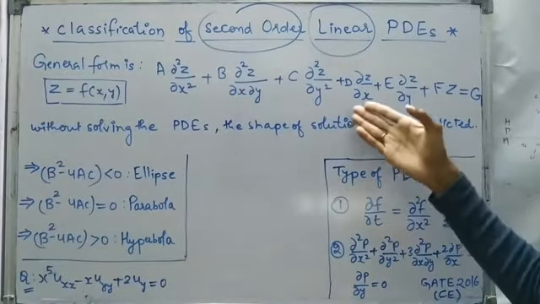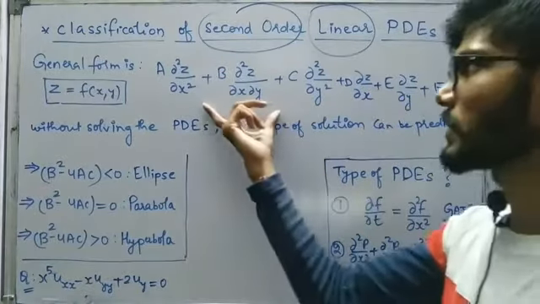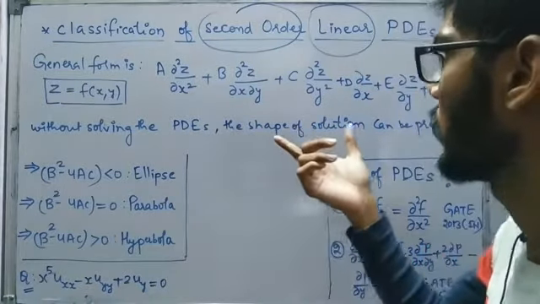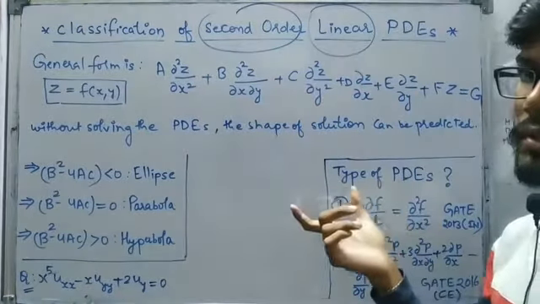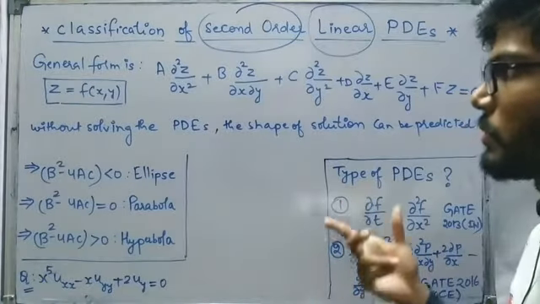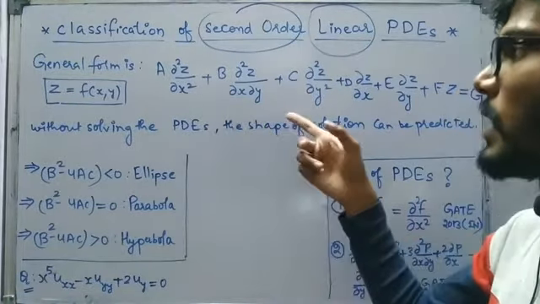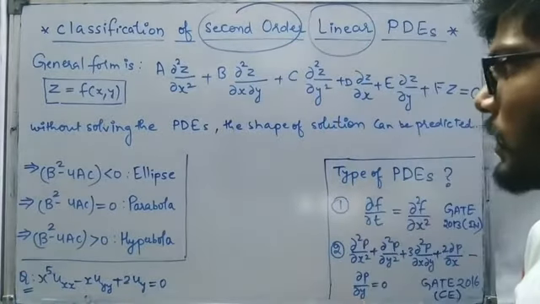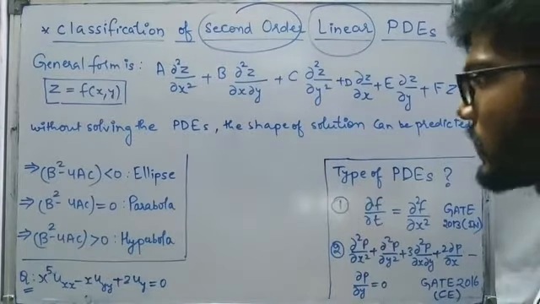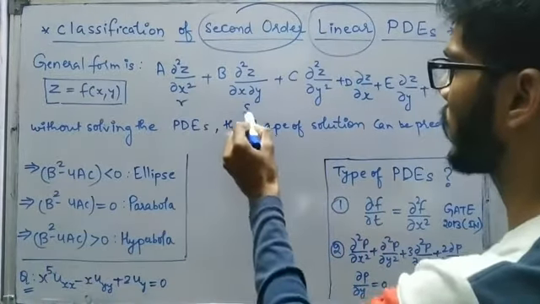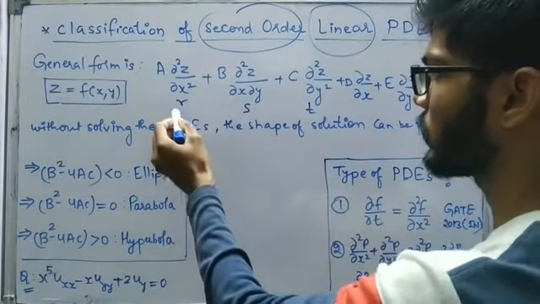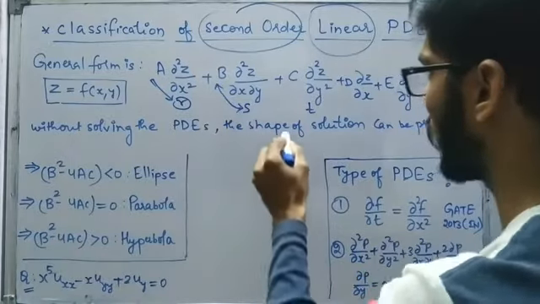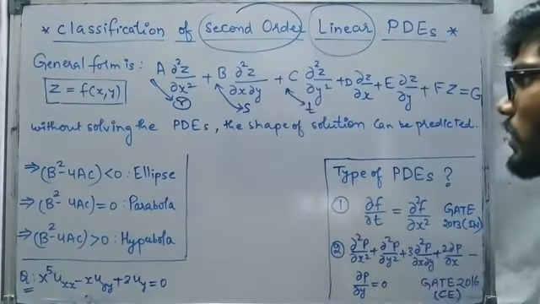We need not worry about d, e and f. The main three terms are a, b and c, because without even solving, if we are asked about the type of this particular differential equation, like what is going to be the shape of the solution, we have to make use of these terms a, b and c. By making use of them, we will be able to understand which kind of shape the output is going to have. And also, as I said, you have to be very careful about r, s and t. The coefficient of r is nothing but a, the coefficient of s is nothing but b, and the coefficient of t is nothing but c.